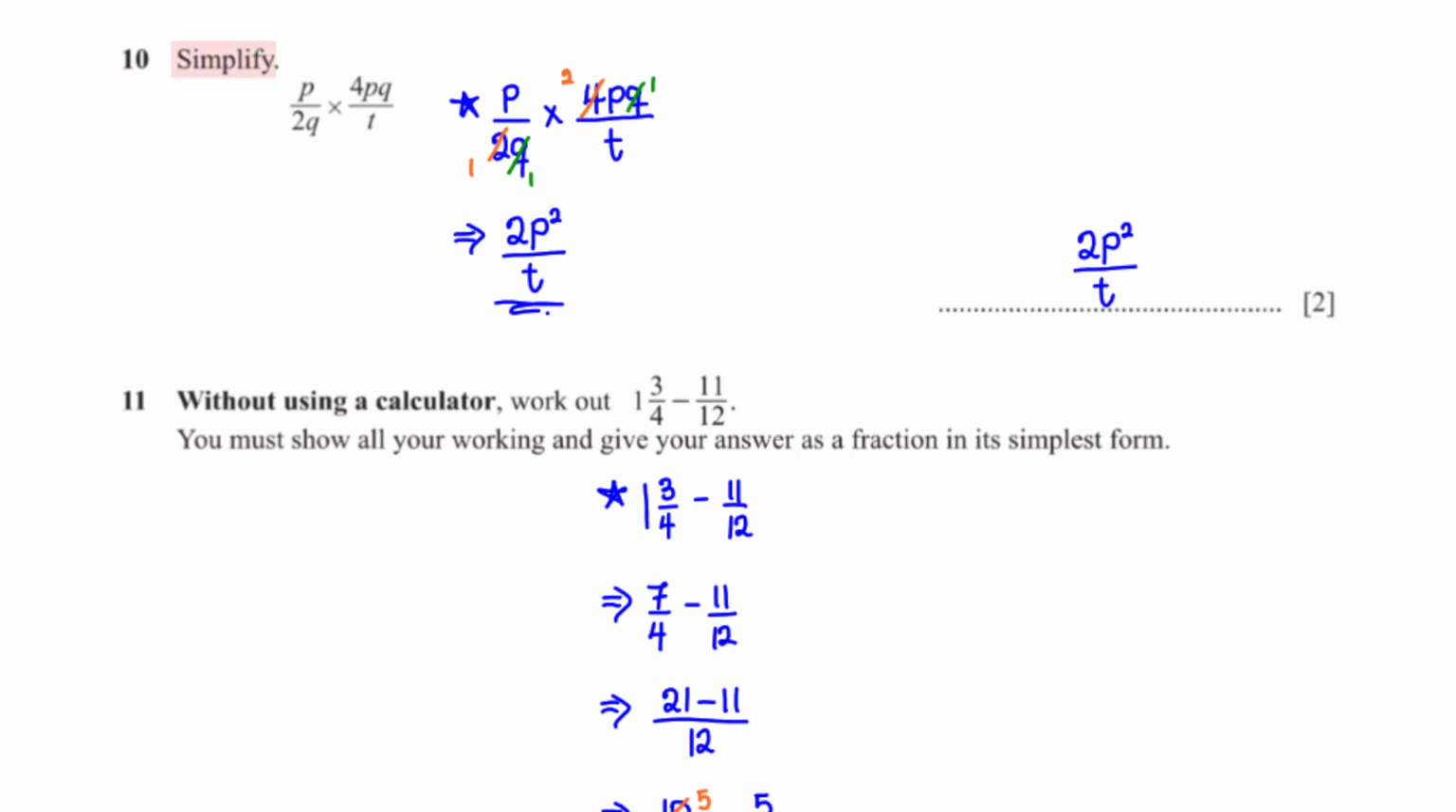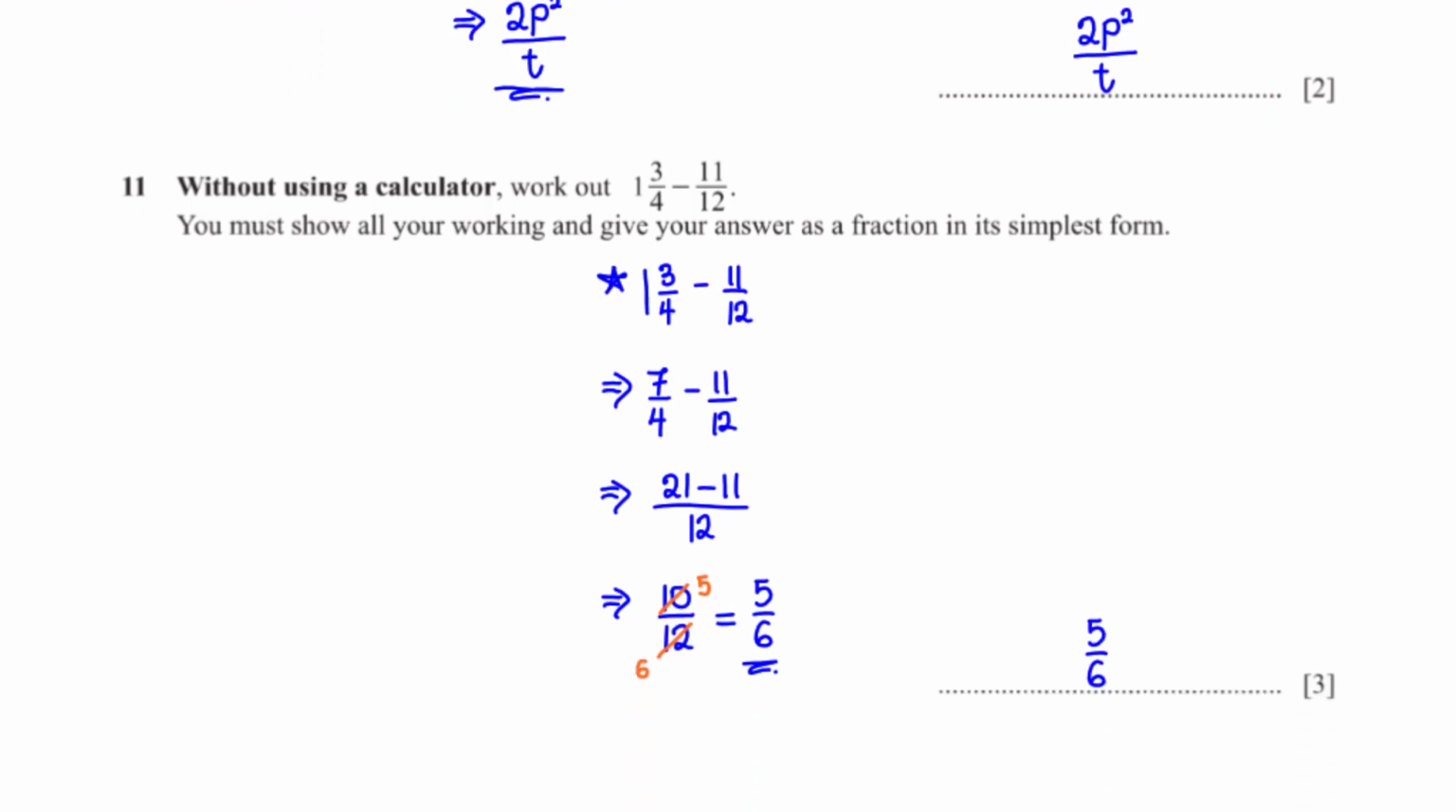Simplify p over 2q times 4pq over t. q cancels out. 2 goes into itself once and goes into 4 2 times. So for the numerator, we now have p times 2p, which is 2p squared, divided by 1 times t, which is t. And so our final answer here is 2p squared over t.